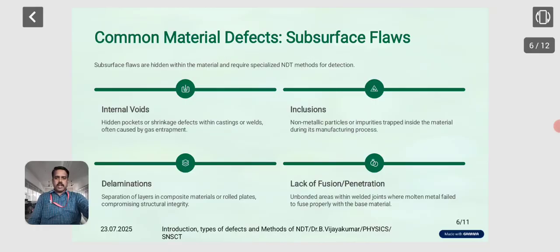The common material defects also include internal voids, and the second one, delaminations, inclusions, lack of fusion and penetration. So these are all the common material defects and surface flaws addressed by NDT.